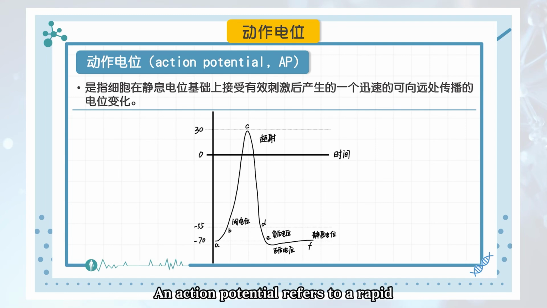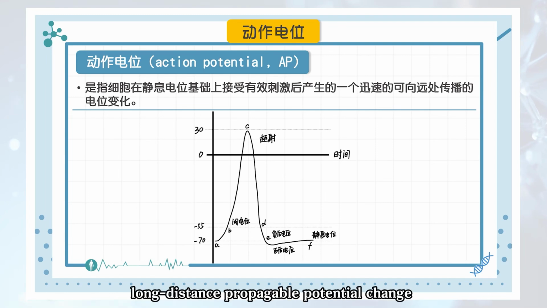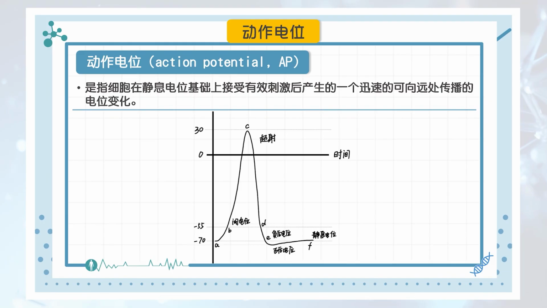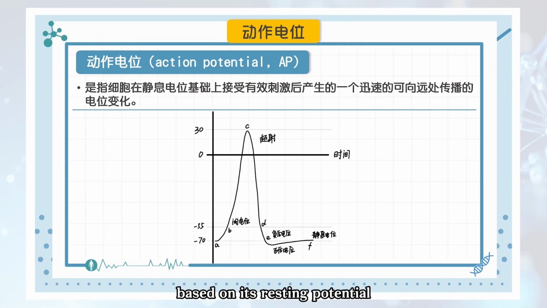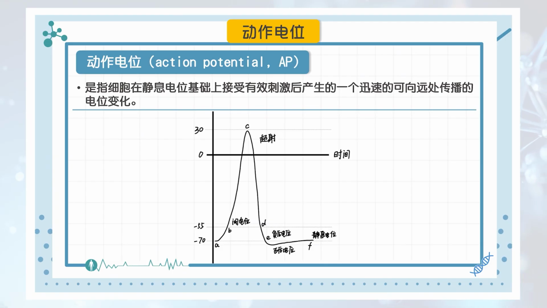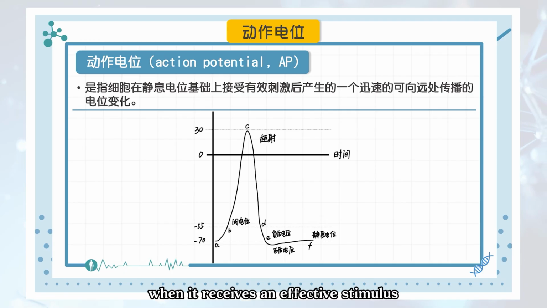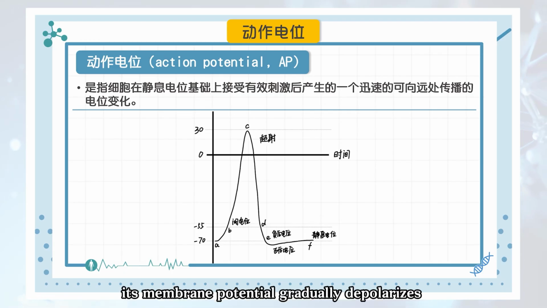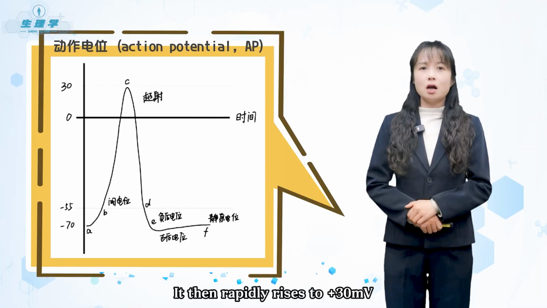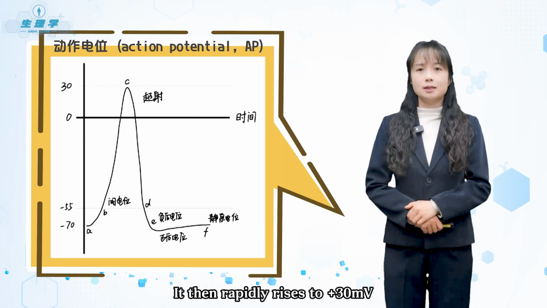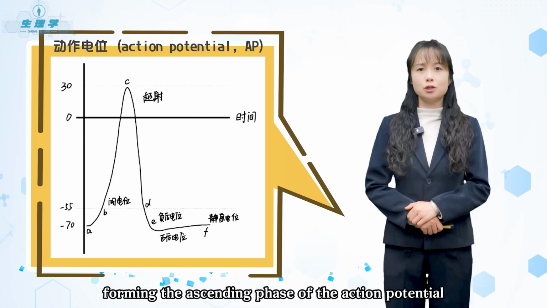An action potential refers to a rapid, long-distance propagable potential change generated by a cell upon receiving an effective stimulus based on its resting potential. Take a nerve cell as an example. When it receives an effective stimulus, its membrane potential gradually depolarizes from -70 mV to a certain potential level. It then rapidly rises to +30 mV, forming the ascending phase of the action potential.